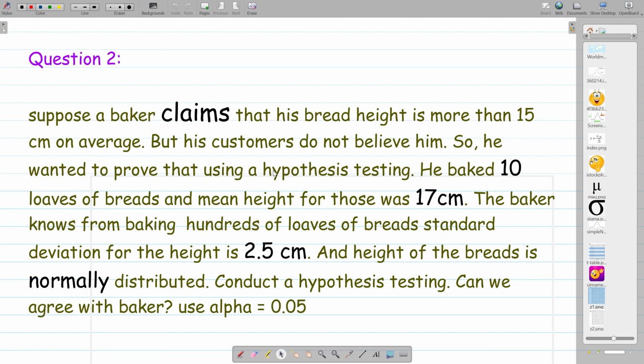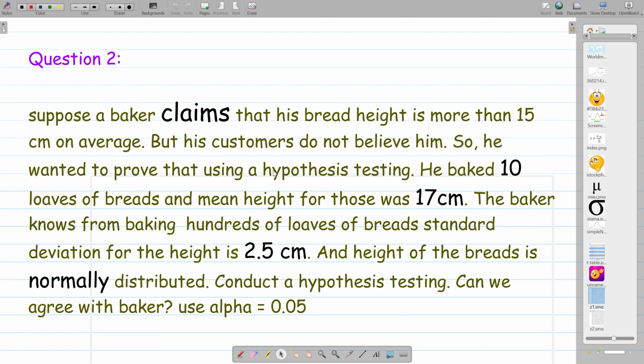Suppose a baker claims that his bread height is more than 15 centimeters on average, but his customers do not believe him. So he wanted to prove that using a hypothesis testing. He baked 10 loaves of breads and mean height for those was 17 centimeters. The baker knows from baking hundreds of loaves of breads, standard deviation for the height is 2.5 centimeters and height of the breads is normally distributed. Conduct a hypothesis testing. Can we agree with baker?